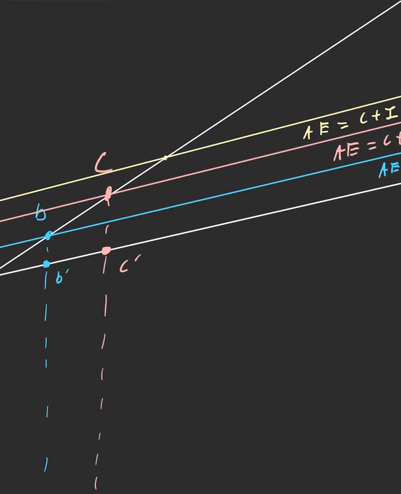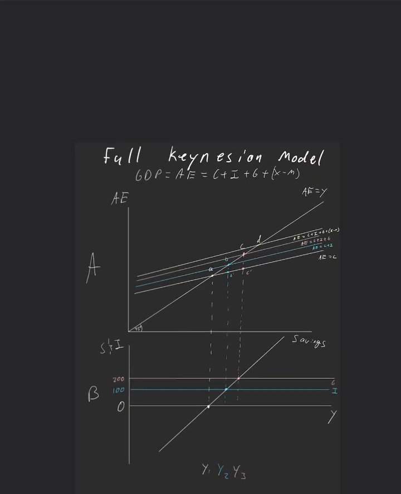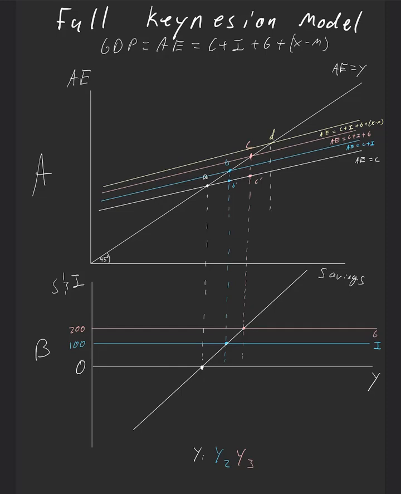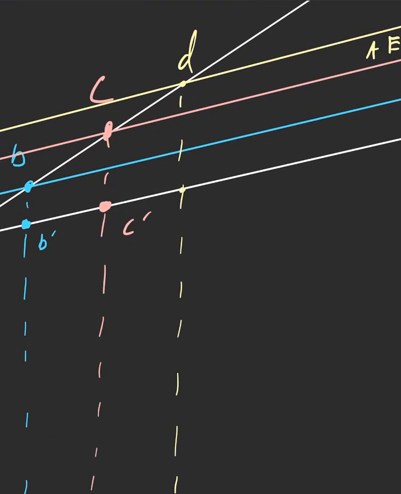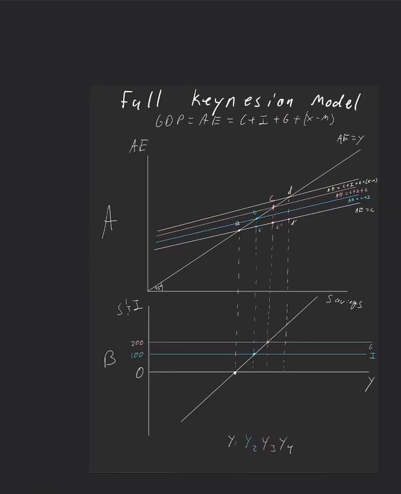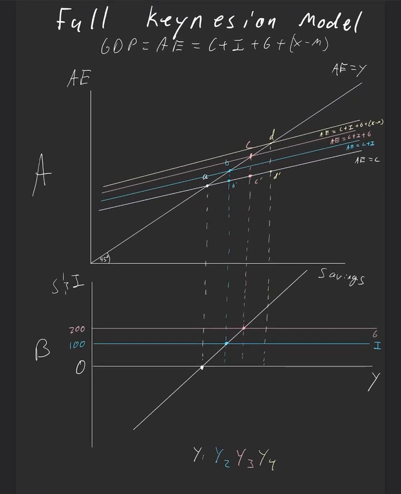Okay, so here's point D. What happens? We have income level 4 because we have a higher level of injections. Consumption's still going up a little bit, right? Consumption's still going up a little bit because the income is rising, but the gap keeps widening here. From each point, it keeps getting a little wider and a little wider.